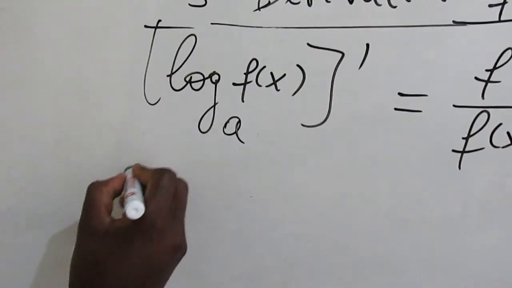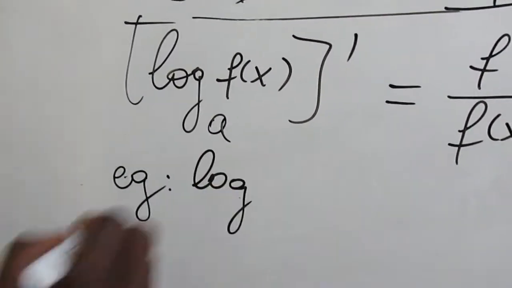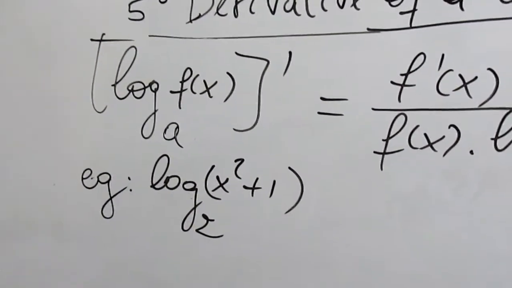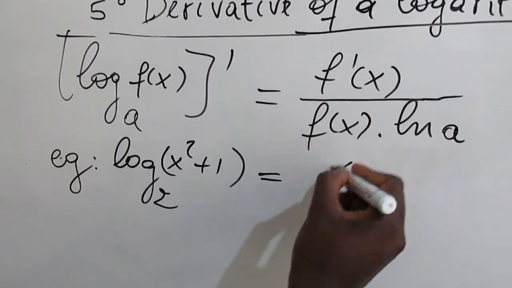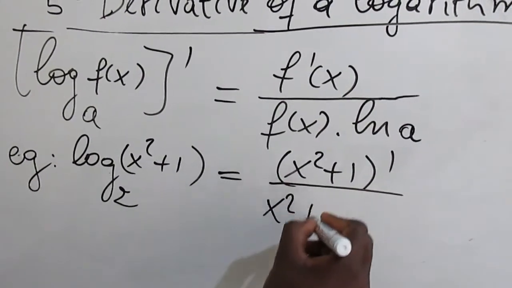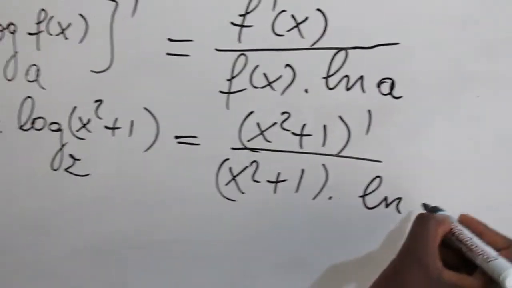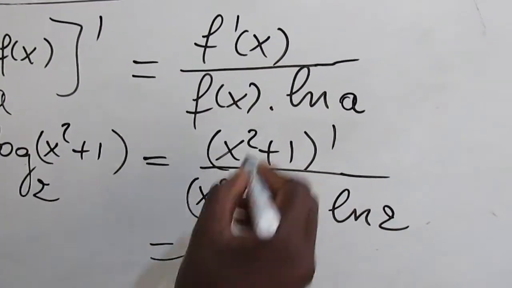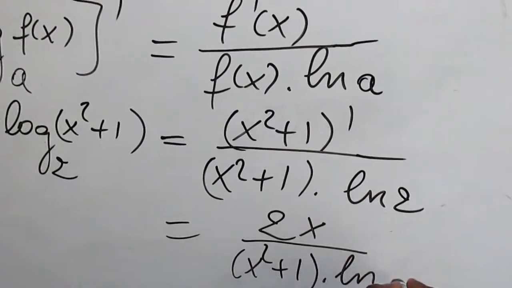Okay guys, let's now illustrate this formula by an example. Log of x squared plus 1, base 2. So you just look at the formula as it is and you replace. You take x squared plus 1, you derive it, over x squared plus 1, multiplied by ln of a. A is 2 in this case. And then you do all the tricks, you know. 2x over x squared plus 1 times ln of 2.